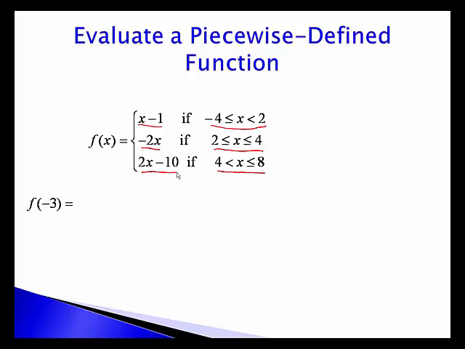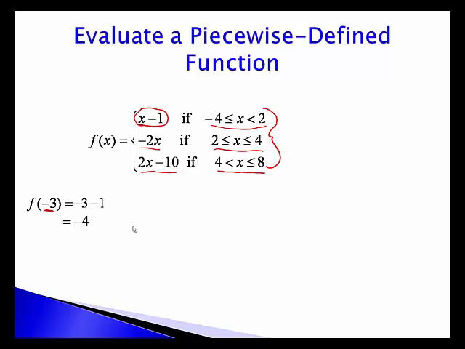If we want to evaluate this function for f of -3, the first thing we've got to do is to identify which one of these pieces that -3 falls into. So let's look and see. Is -3 between -4 and 2? Well, the answer to that is yes. So what we will do is we will take our -3 and we will use this part of the function to evaluate it. So we'll plug our -3 in for x. We'll have -3 minus 1, and we'll get an answer of -4.